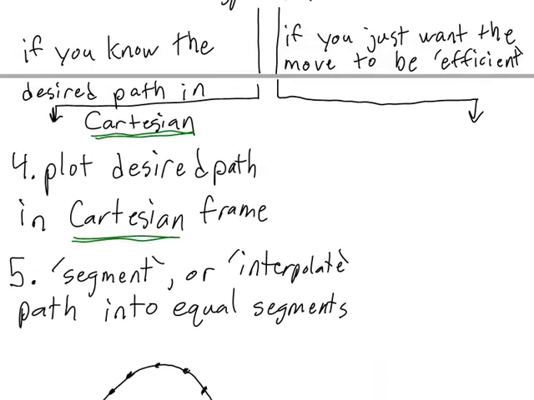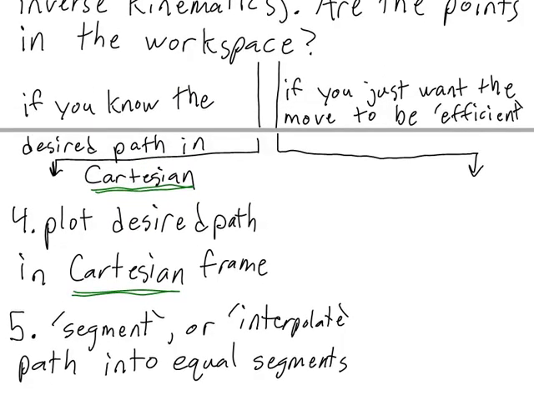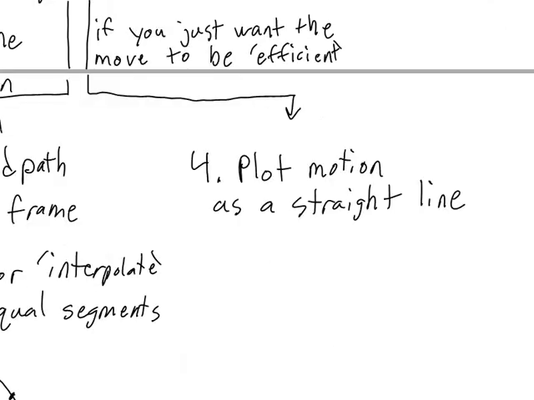Now let's go back up to step 4 and suppose that instead of knowing the desired path in Cartesian coordinates, we just want the move to be efficient. We probably all know that the shortest distance between 2 points is a straight line, and so we would expect that our most efficient move would be a straight line. The question is, should we use a straight line in the Cartesian space, or should we use a straight line in coordinate space? Or rather, configuration space.